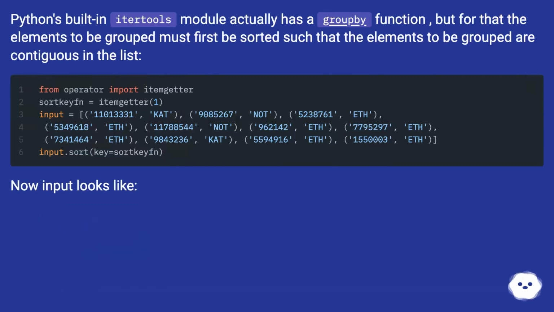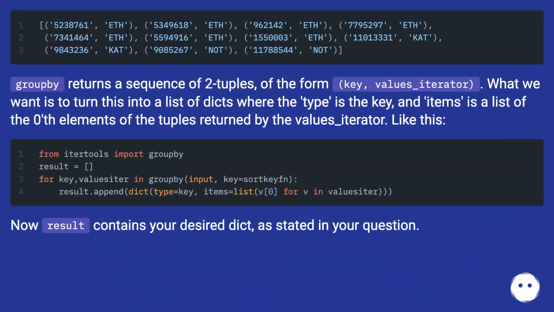Python's built-in itertools module actually has a groupby function, but for that the elements to be grouped must first be sorted such that the elements to be grouped are contiguous in the list. Now input looks like this. groupby returns a sequence of 2-tuples, of the form key, values_iterator.